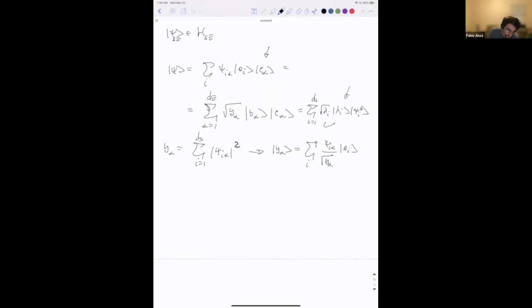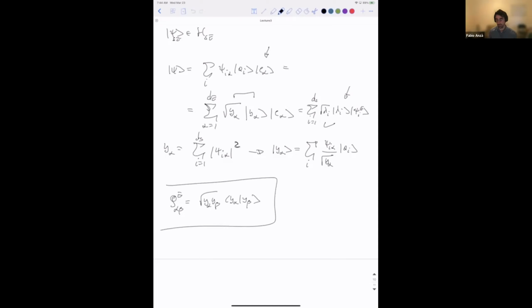The reason this is true is that the density matrix rho_alpha_beta of the environment can be recovered, if you know this too, as the square root of Y_alpha Y_beta times the scalar product of Y_alpha with Y_beta.